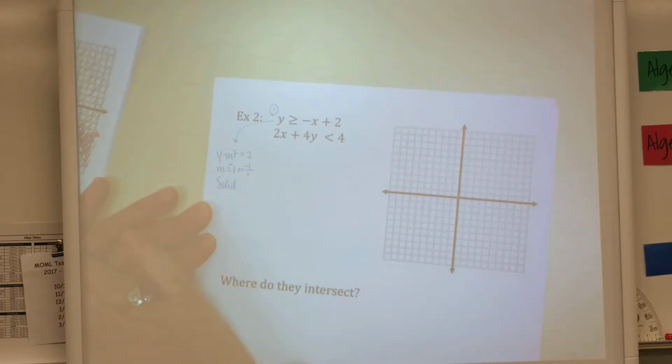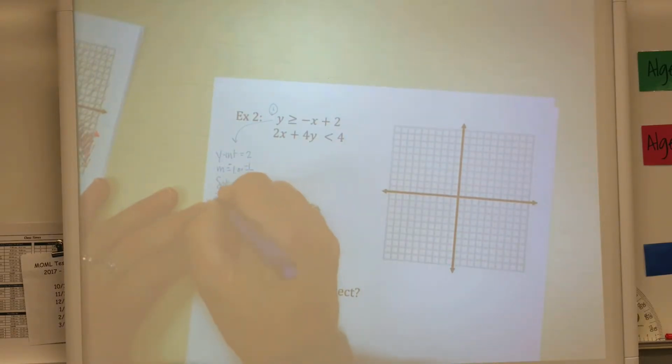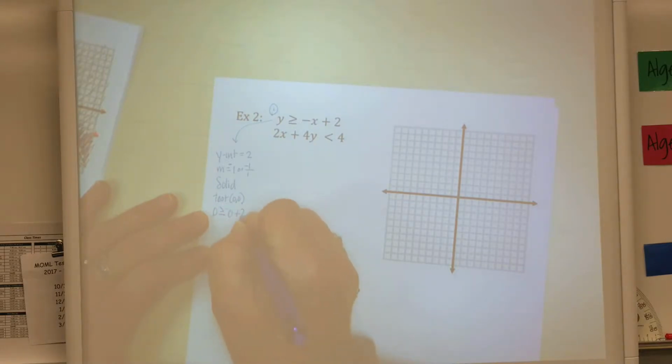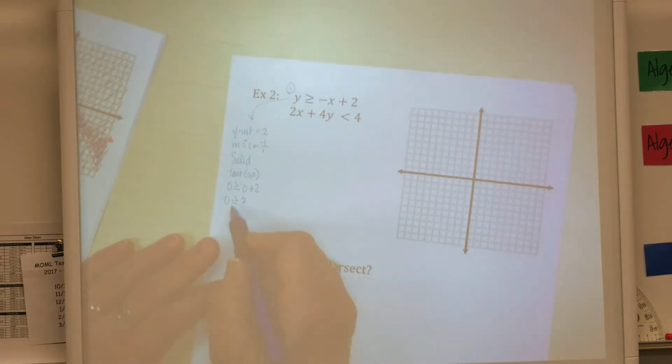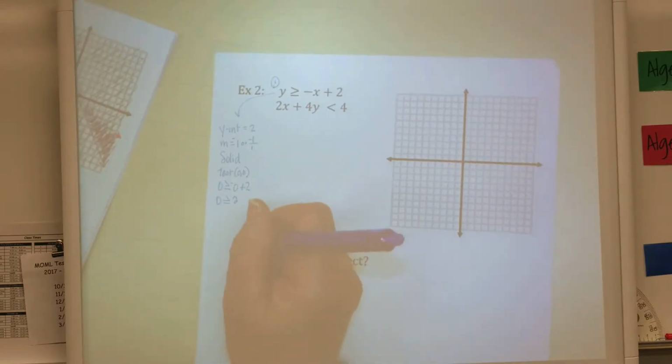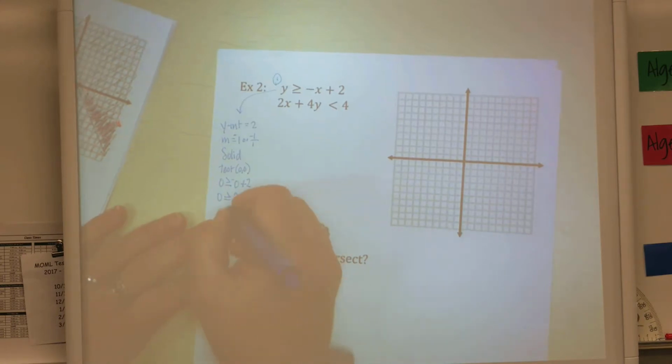If you have the equals, it's solid. And for shading purposes, I'm going to test my 0, 0. If I plug in 0 for y, I get 0 is greater than or equal to negative 0 plus 2. 0 is greater than or equal to 2. That is not true. You kind of have to stop and think about it. Is it true or not? 0 is not greater than or equal to 2. That's not true. So I do not shade 0, 0 for that line.